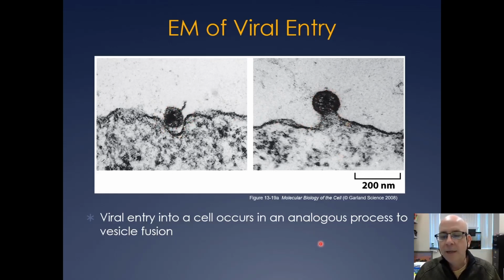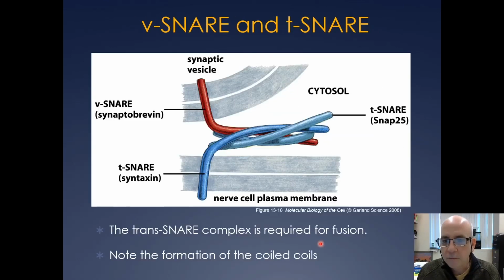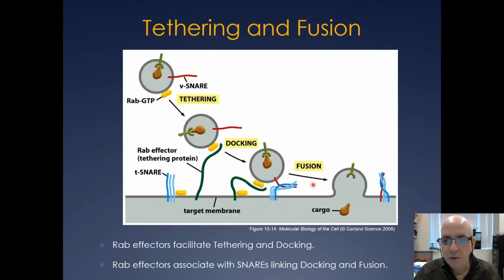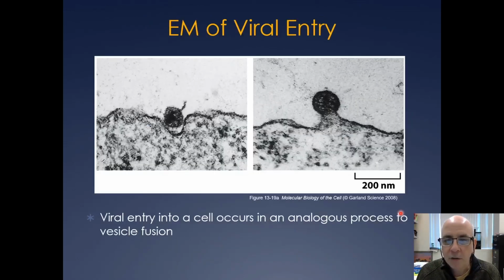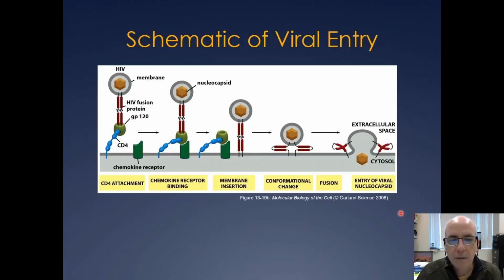Okay, and viral entry is very analogous to the process of vesicle fusion, where a vesicle comes in and it fuses. Okay, but it doesn't use the trans-SNARE pair. It often has it on the coat of the virus. Okay, so here is your HIV virus. Here it has an outer membrane, and here is the nucleocapsid of the virus.